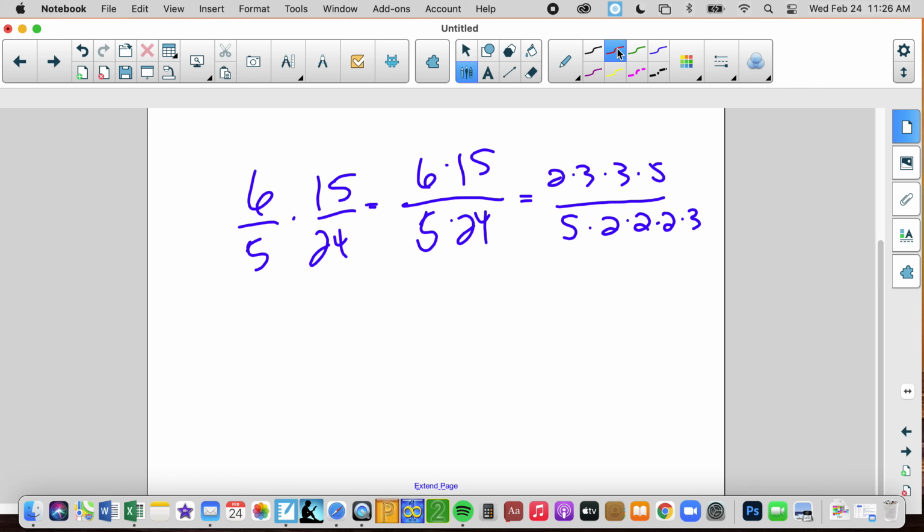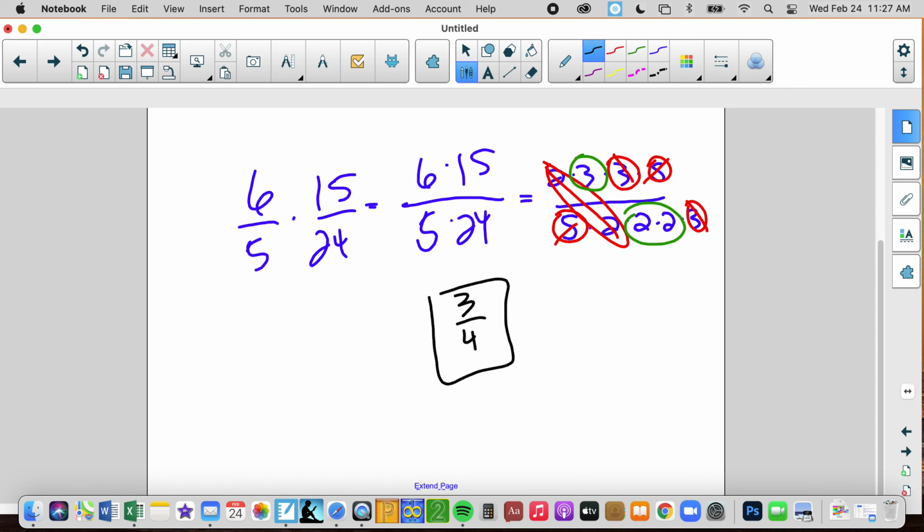If we start canceling, 2 over 2 is equal to 1. What do we got? We got 5 over 5 is equal to 1. 3 over 3 is equal to 1. And that leaves us with 3 over 4. That's how we get 3/4. So we're breaking it down into its factors, and then we're canceling.